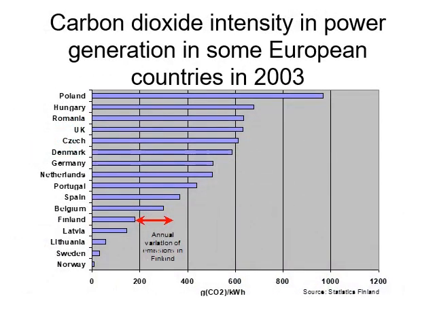Now, the carbon dioxide density coming from power generation in European countries in 2003: you can see some countries, because of the source of energy they use, Poland, Hungary and Romania have the highest. Some countries, for example Finland, Norway and Sweden, have less.